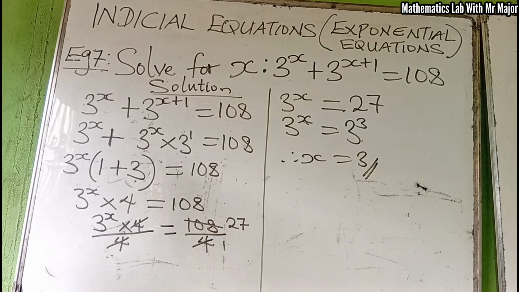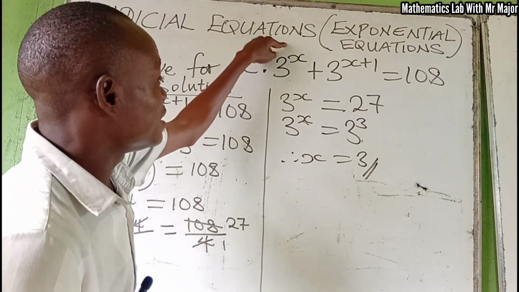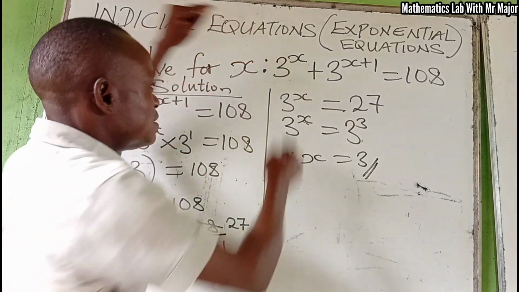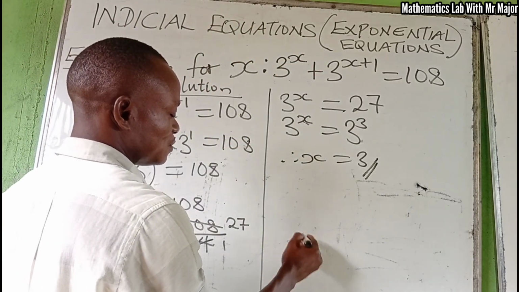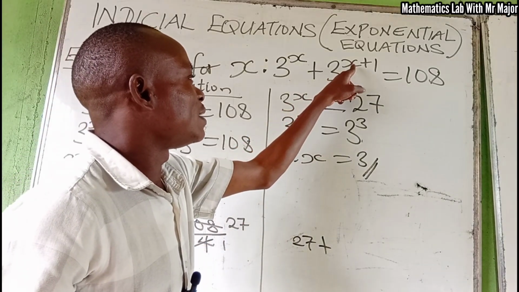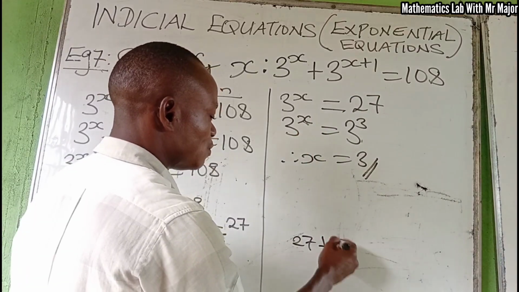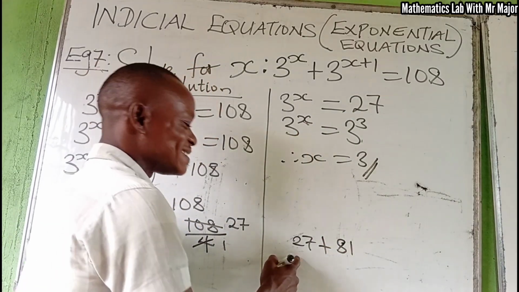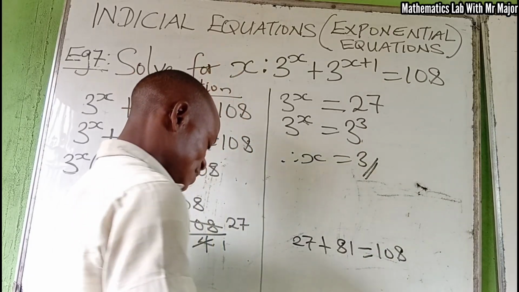Of course, you can confirm your answers. If you want to confirm the answer, 3 raised to the power x and our x is 3. That means the whole of this is 3 raised to the power 3, which will give us 27. Then plus, here becomes 3 plus 1, meaning 3 raised to the power 4. And 3 raised to the power 4 will give us 81. And of course, 27 plus 81 is equal to 108.